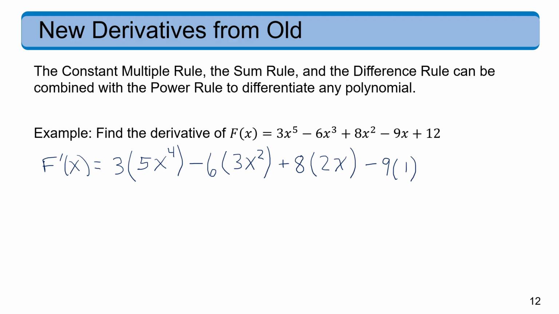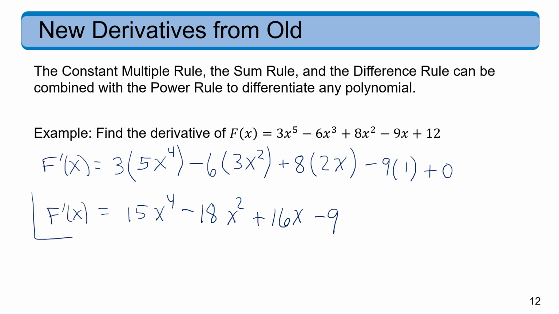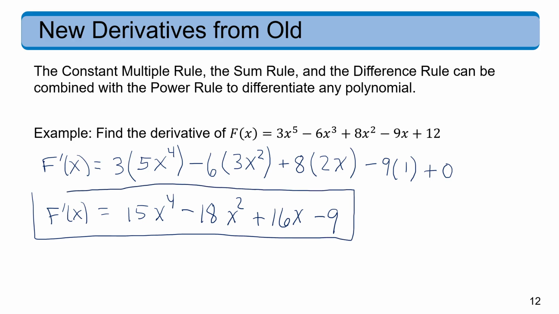Last term is the constant. The derivative of a constant, we saw that at the beginning of this section, it's always 0. No matter what the constant is, its derivative is 0. Now the rest is just simplifying. So we have 15x to the 4th minus 18x squared plus 16x minus 9. And now we have the derivative of this polynomial. So any polynomial, if you want to find its derivative, this is the process that you'll use.